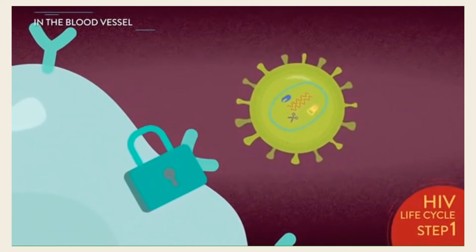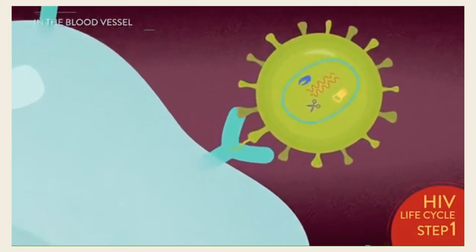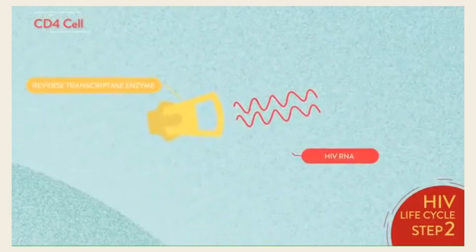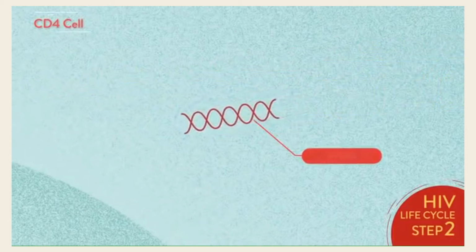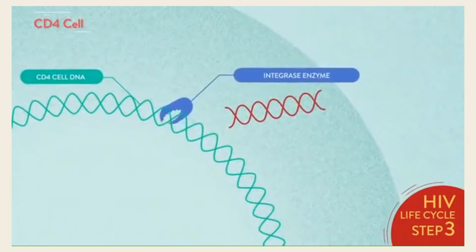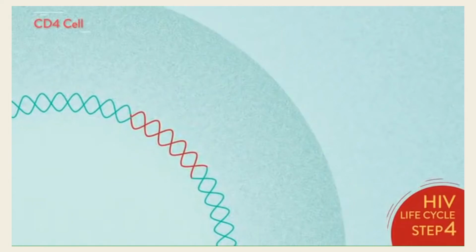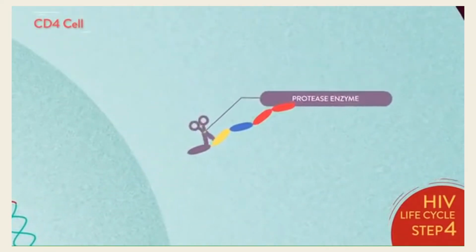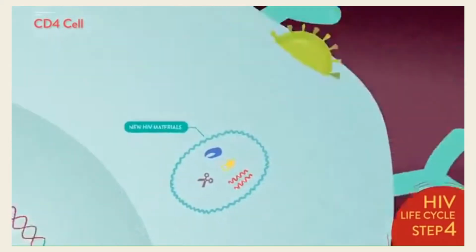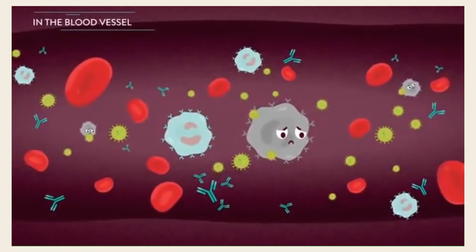The HIV life cycle begins when HIV attaches itself to the CD4 cell and transfers its proteins and genetic materials into it. Next, an HIV enzyme called reverse transcriptase converts HIV RNA into HIV DNA, while an integrase enzyme integrates HIV DNA into the host CD4 cell's DNA. Then, the protease enzyme processes the produced HIV material for assembly into an immature virus. Finally, mature HIV materials are released into the body, where the cycle starts over again.